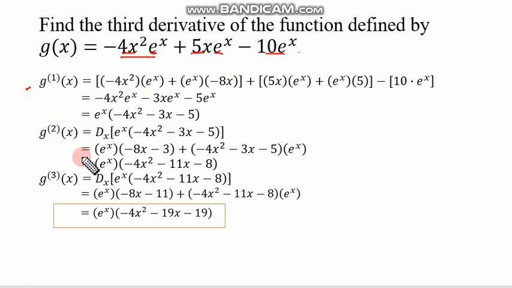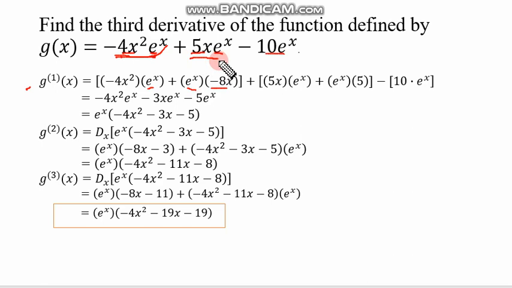of the function g of x is equal to negative 4x squared, and that's the first function, times the derivative of the second function, which is e raised to the x, plus the second function times the derivative of the first function. So the first function is negative 4x squared, so the derivative of that is negative 8x. This is the first part. How about the 5x times e raised to the x?